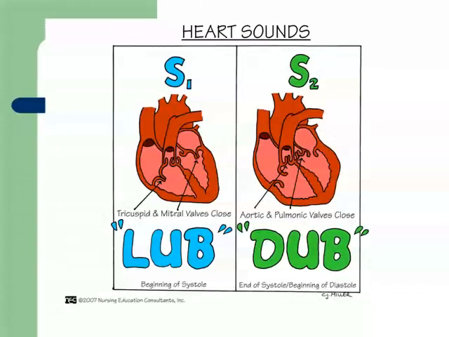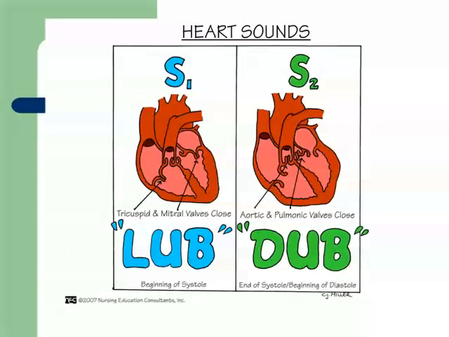Then you have closure of the aortic and pulmonic valves. It causes the dub sound, and now it's the beginning of diastole, or when the heart is at rest. So S1 is the beginning of systole, S2 is the end of systole and the beginning of diastole. Any sound that occurs in diastole is abnormal.